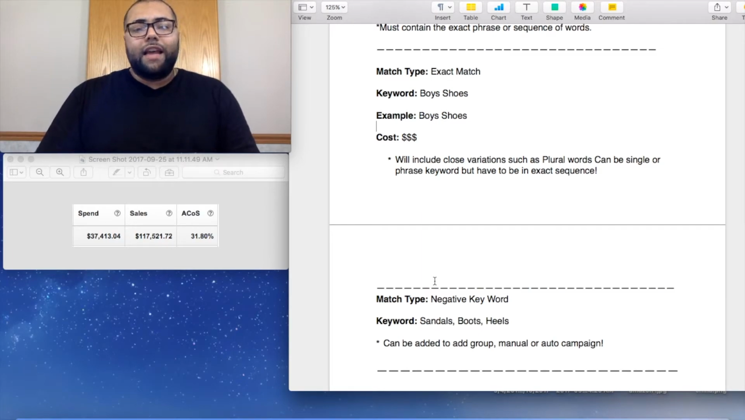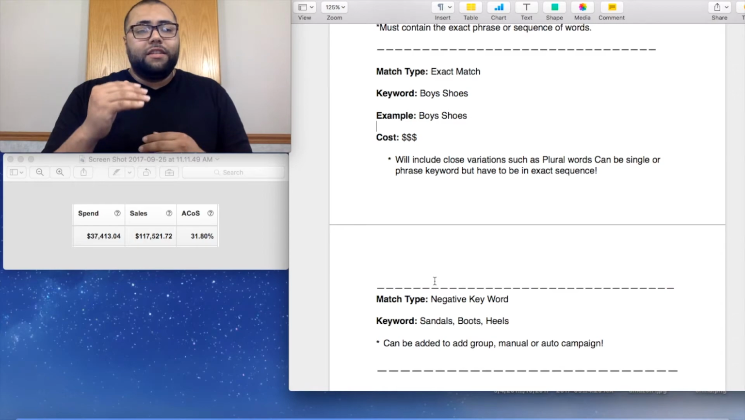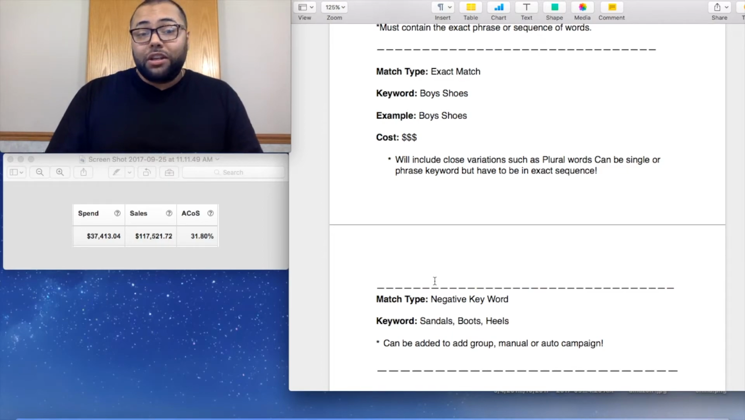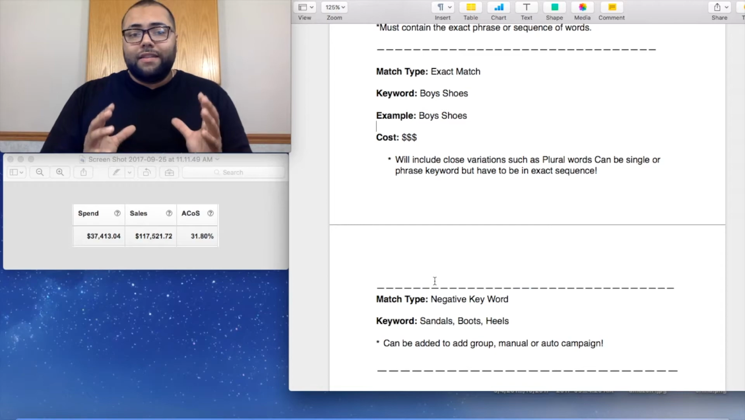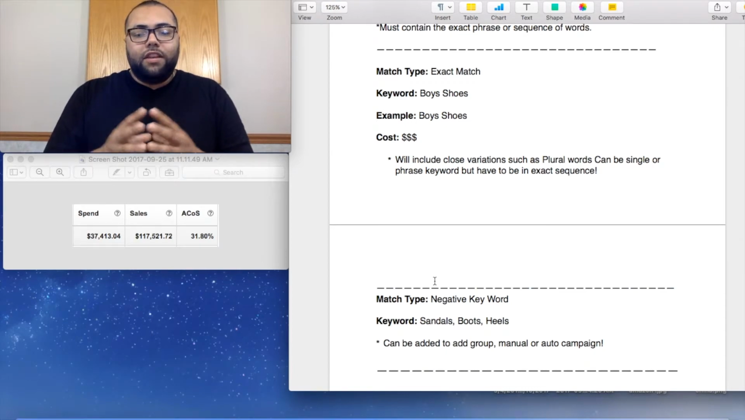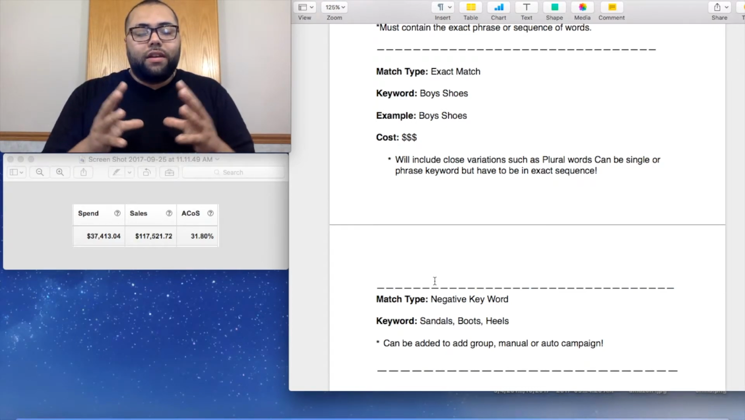It's basically found money, because when you're not running negative keywords, those ads are going to display, especially in your automatic campaign. Write this down, that's a ninja tip for you guys: you can put negative keywords in auto campaigns.